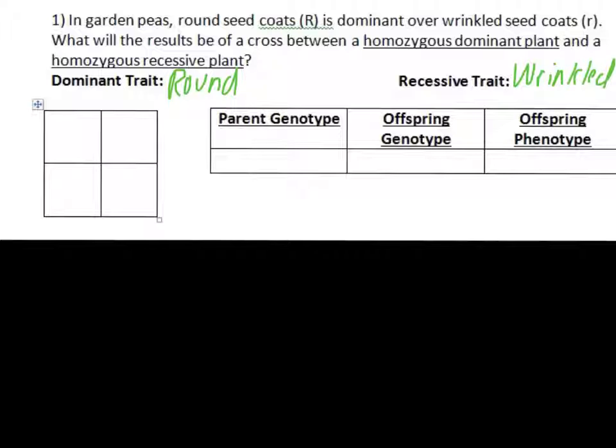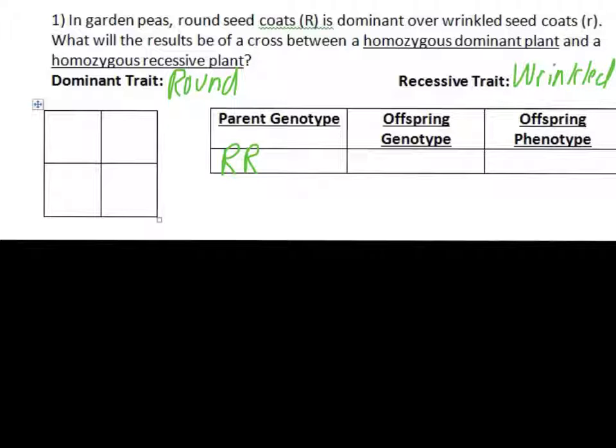The next thing that I suggest you do is to figure out the parents. So if we're looking at the problem again, it says a homozygous dominant plant. So homozygous, if you remember from before, prefix homo tells us it's the same. If it's the same and they're dominant, that means it has two dominant traits. Since the dominant trait here is round, we know that we'll be using a capital R. So our first parent, which you're going to write in this box, is capital R, capital R.